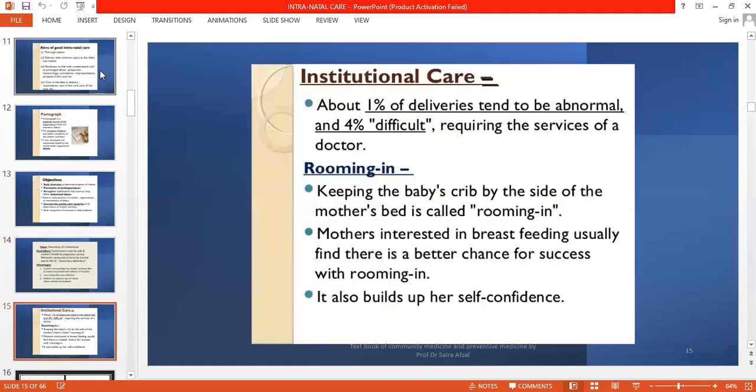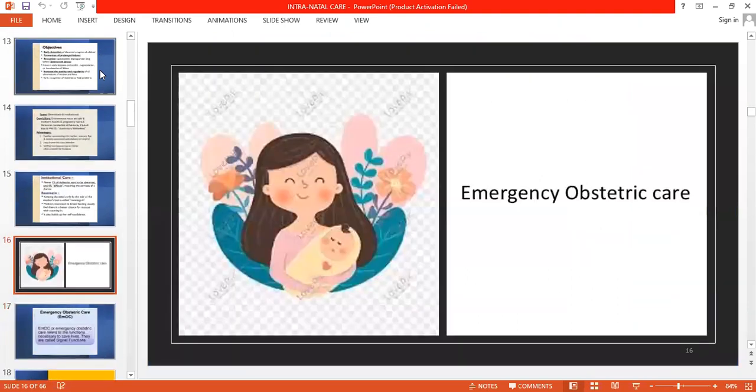In institutional care, about 1% of deliveries tend to be abnormal and 4% difficult, requiring the services of a doctor. Rooming in: this phenomenon, keeping the baby's crib by the side of the mother's bed, is called rooming in. Mothers interested in breastfeeding usually find there is a better chance for success with rooming in. It also builds up her self-confidence.